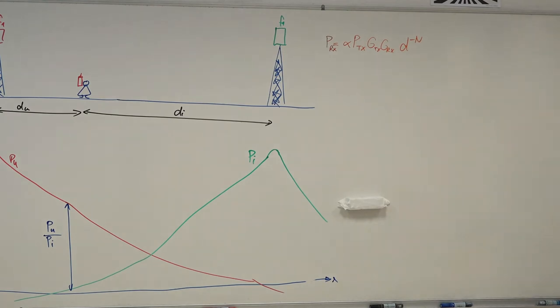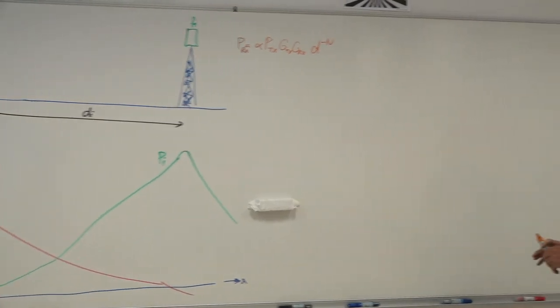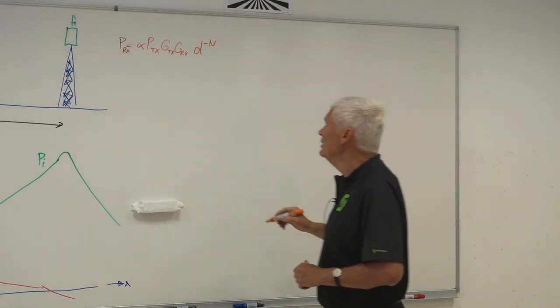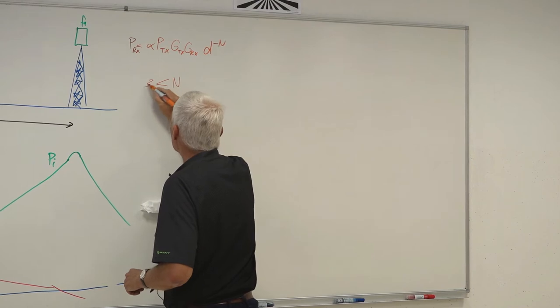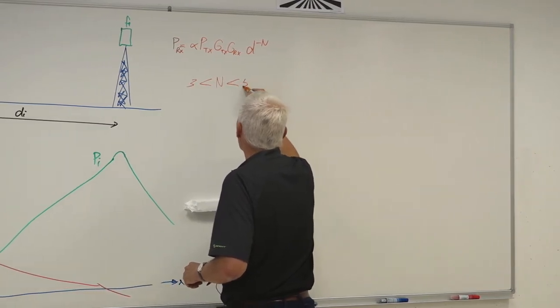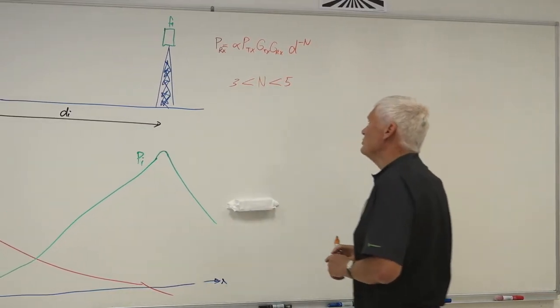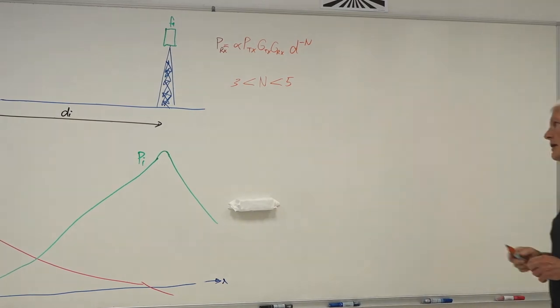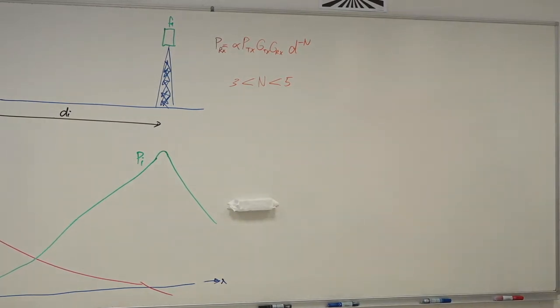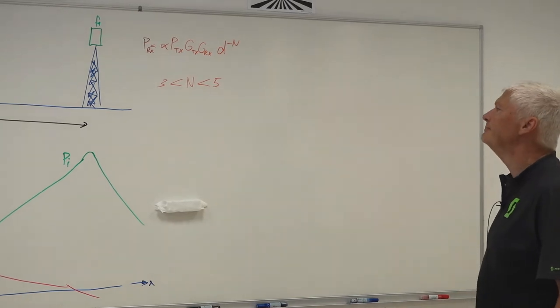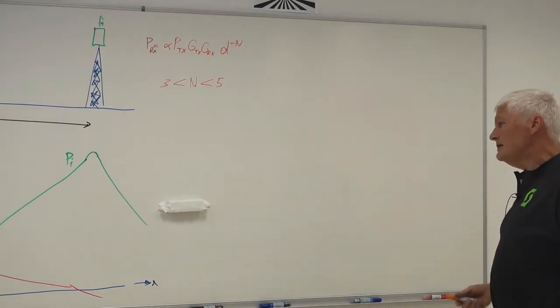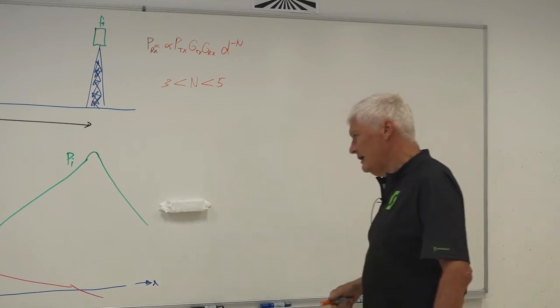You remember when we talked about reflection from the ground, we saw that n was 4. So this n actually goes between 3 and 5, where 4 is the most frequent value we also get from measurement. So measurements agree with the reflection from the ground for urban environments like towns. We can see what will be the expected signal level.